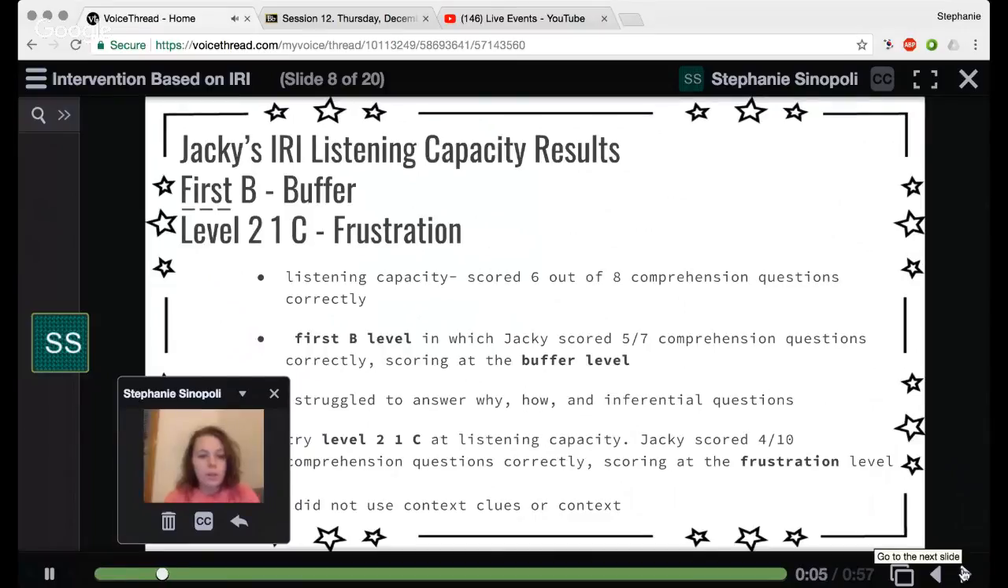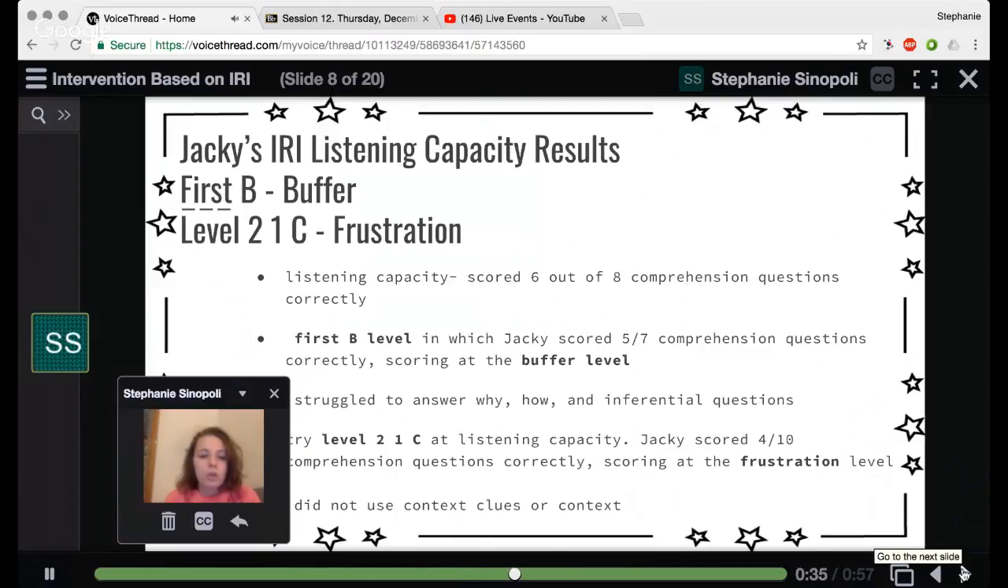These are Jackie's informal reading inventory listening capacity results, in which she scored first B at the buffer level and level 2-1C at the frustrational level. For listening capacity, she scored 6 out of 8 comprehension questions correctly, and at the first B level, Jackie scored 5 out of 7 comprehension questions correctly, scoring at the buffer level. She struggled again to answer why, how, and inferential questions.